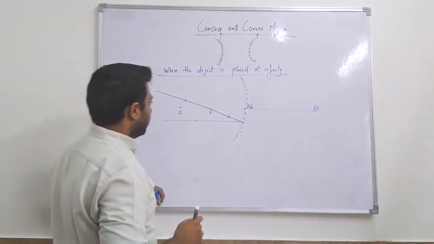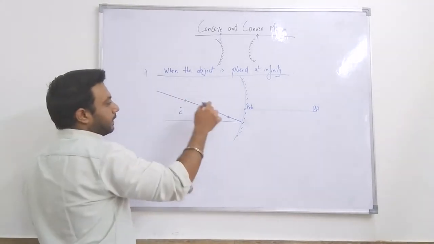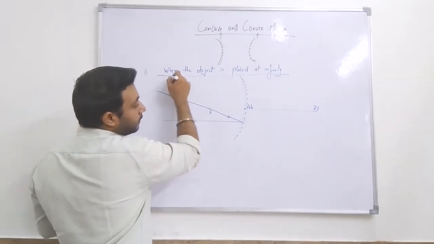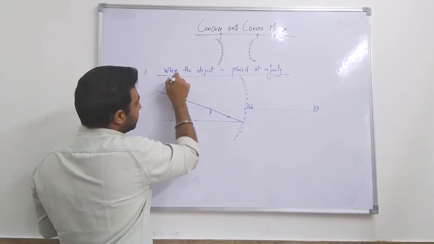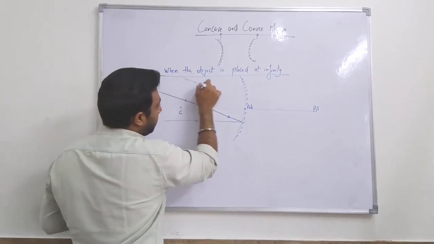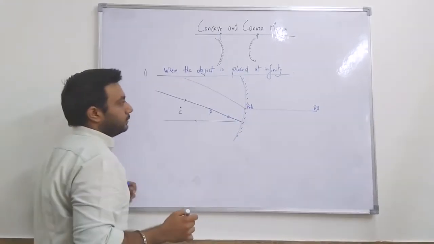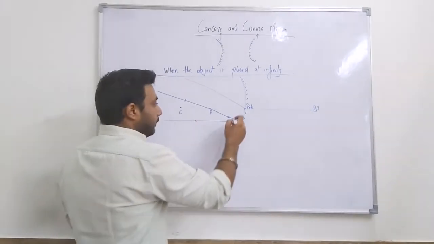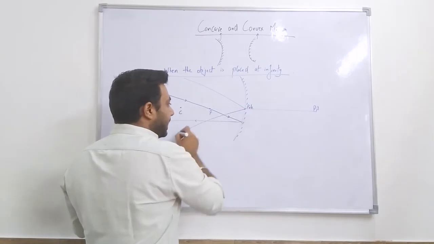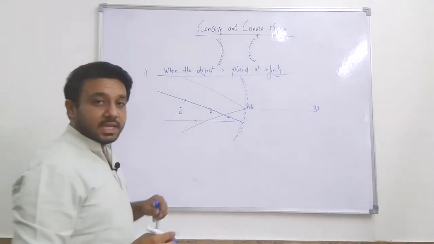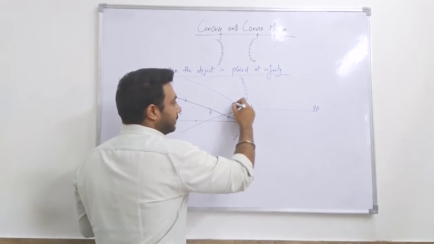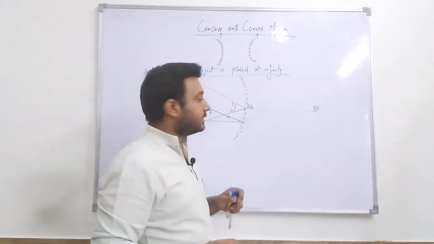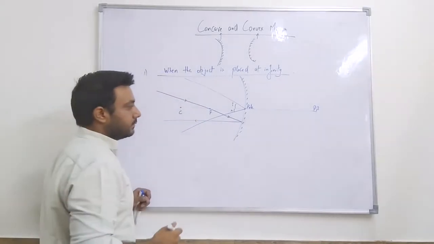Done. Okay. Next ray, the ray which strikes on the pole will make the same angle as that. Angle of incidence equal to the angle of reflection.